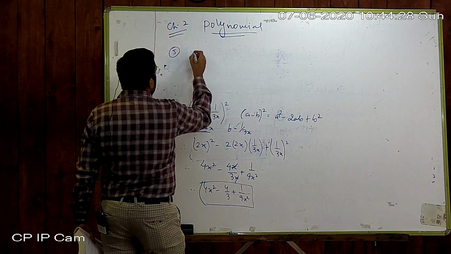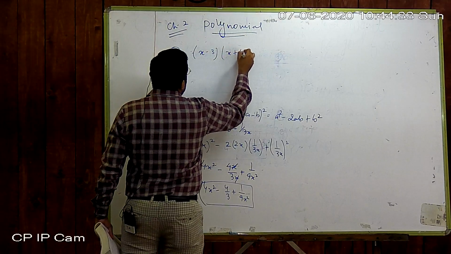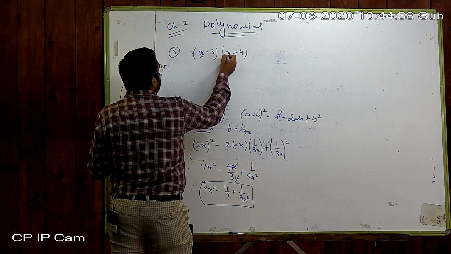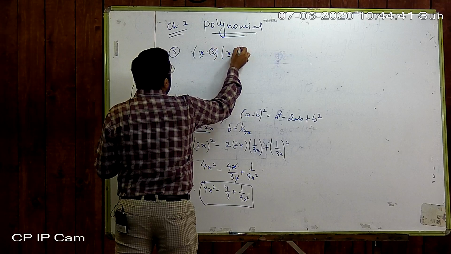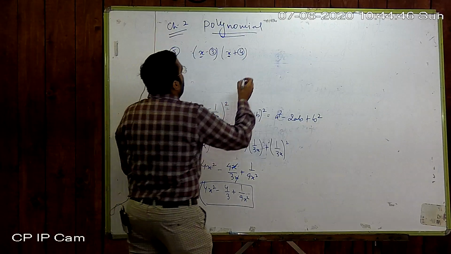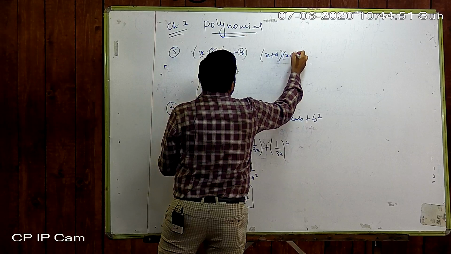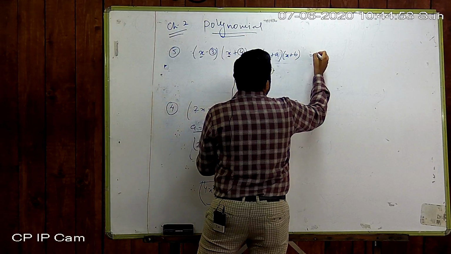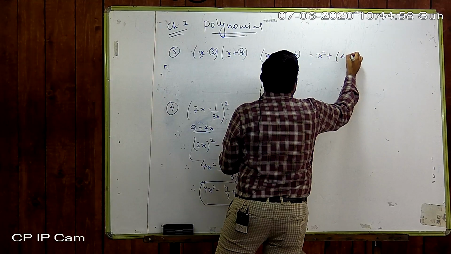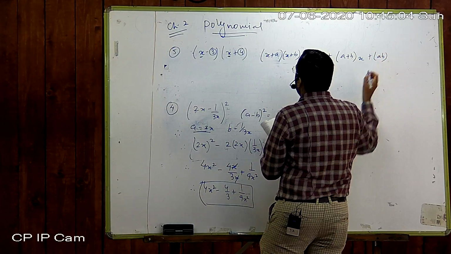Fifth one is, now we can use (x minus 3) and (x plus 4). Now first term is the same and second term in both of the polynomials is different. So as we know that my formula is (x plus a) and (x plus b). So we can write as x square plus (a plus b) into x and plus a into b.